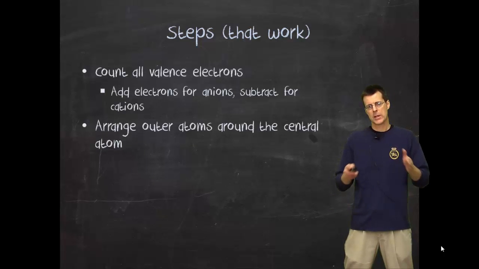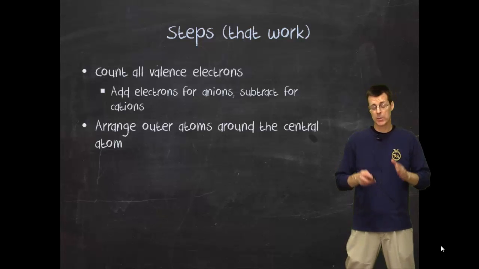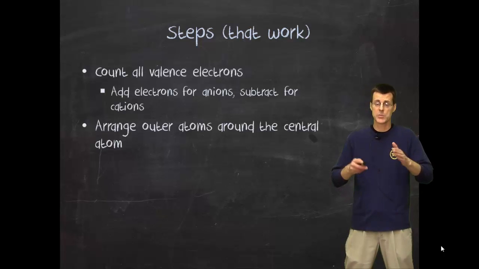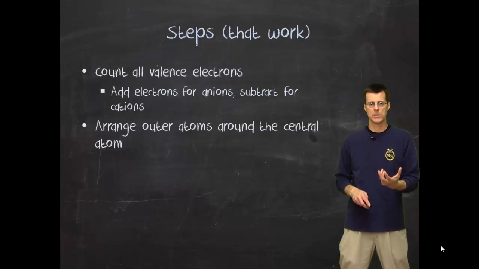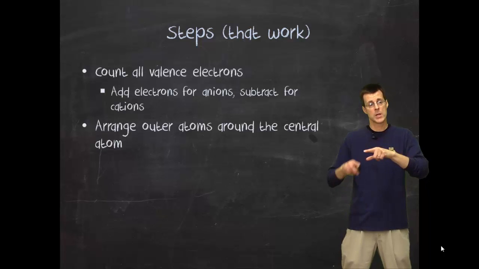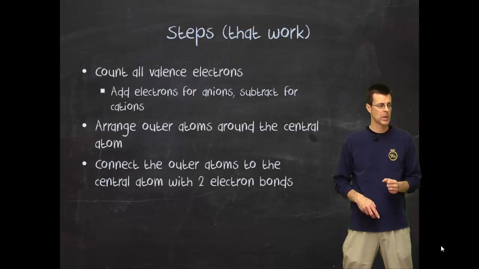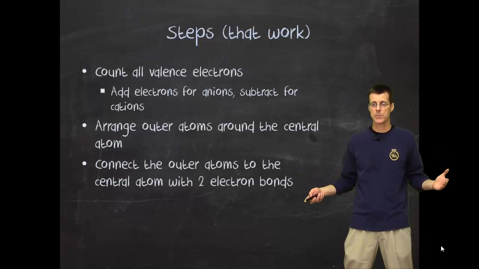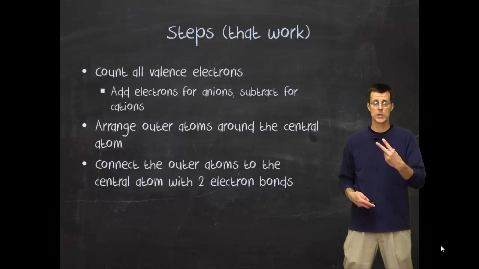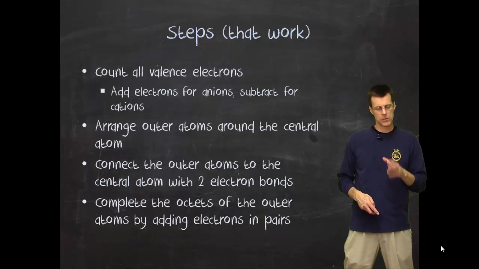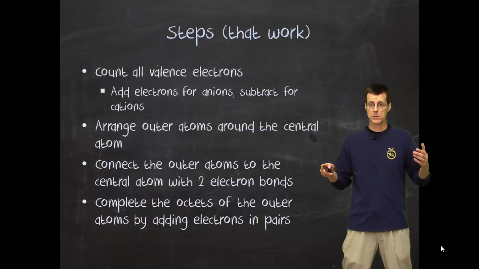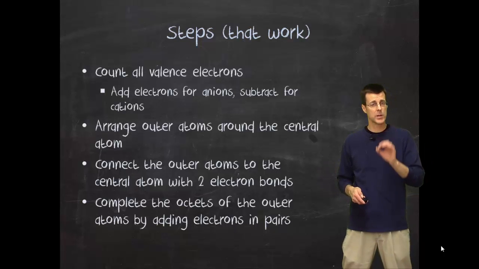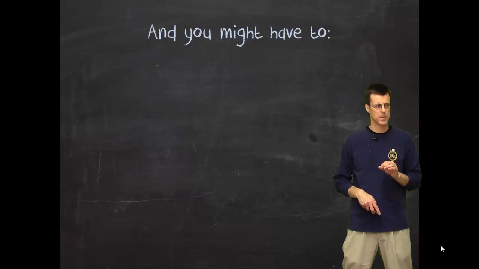Then you're going to arrange the atoms around a central atom. Most of the molecules you'll see from me in this course will have one central atom and everything else is attached to it. Then you're going to connect those outer atoms to the central atom using 2 electrons per bond. And we'll go with all single bonds to start. You will then complete the octets of those outer atoms with pairs of electrons. Pairs of electrons is going to be a key thing for us.